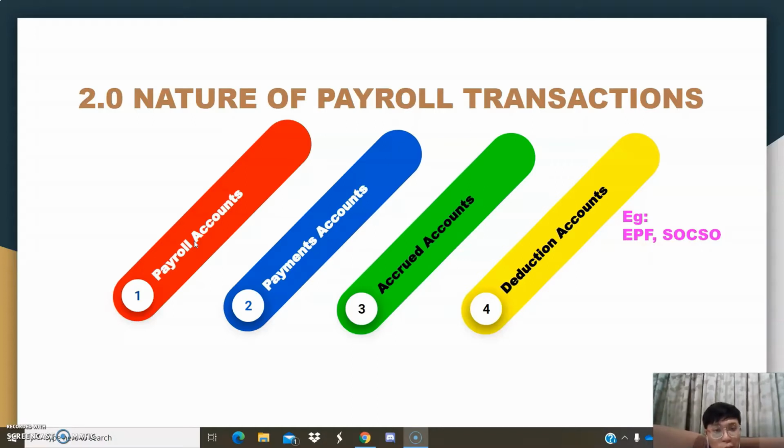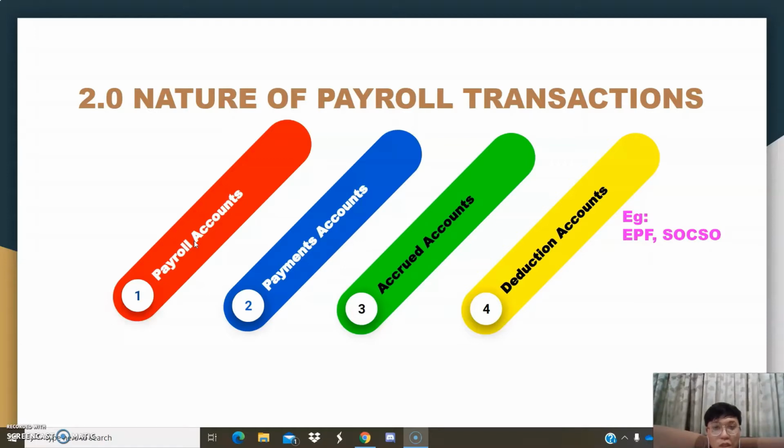The second one is the payment account. A payment account is the bank account used by employers for daily payment transactions. In payroll transactions, the employer will record the wages and payments to employees in the payment account. And the third one is the accrued payroll account. An accrued payroll account is all the forms of compensation owed to employees that have not yet been paid to them.